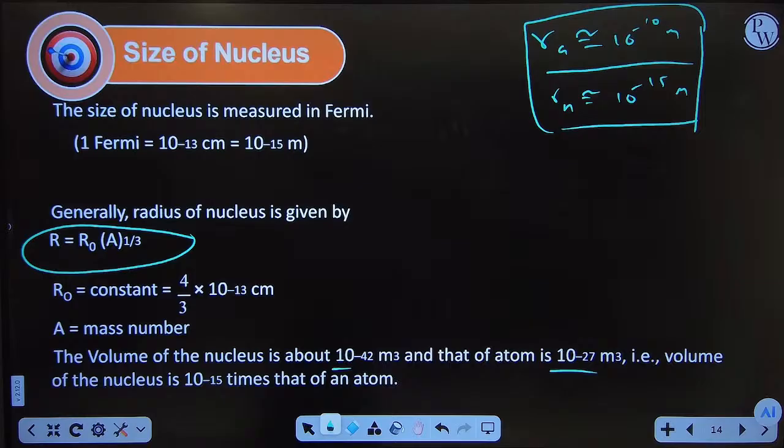A to the power 1 by 3, yes, sir. R is equal to R naught A to the power 1 by 3. You get it from that formula, putting in constant values. Instead of writing size of nucleus, you can also write this heading as approximate size of nucleus. You know?